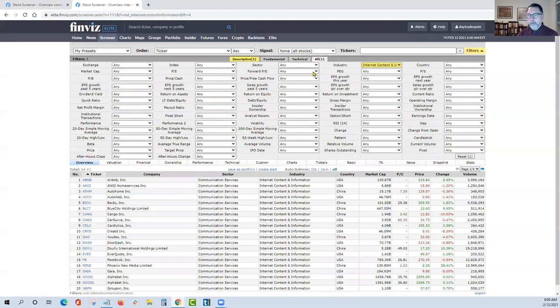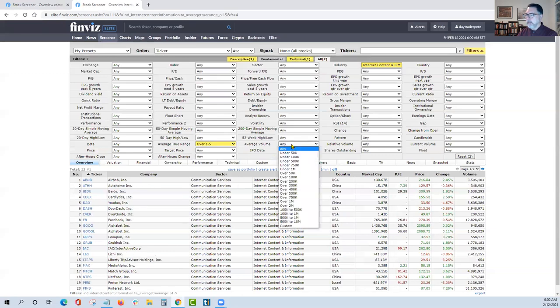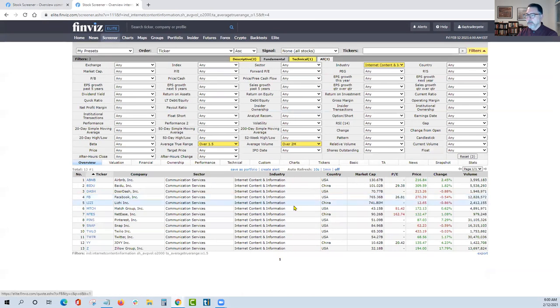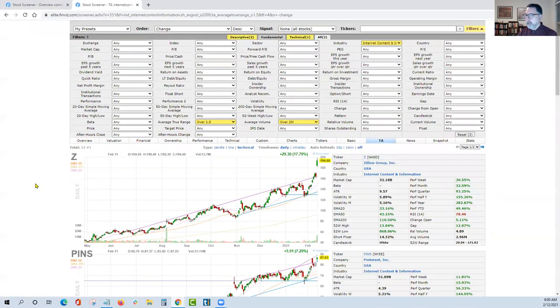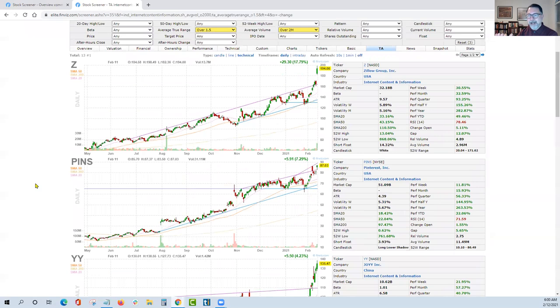But now what we want to do is apply that same information again. Average true range of $1.50, average volume of at least 2 million, and that brought it down to 13 stocks. And now we break that down even more. So out of the stocks in that hottest industry group within the hottest sector, now you start to pay attention to which stocks are the strongest that you might be looking at right now. So the smart money has rotated into this sector over the last month. So you click over here on technical analysis, and you're going to get a little bit deeper view of those stocks.